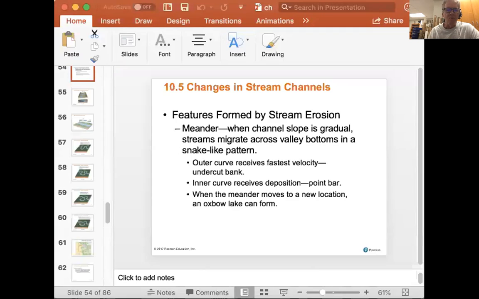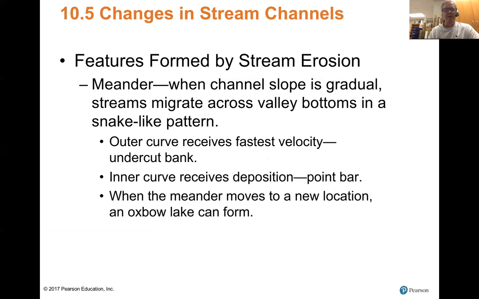Okay, so let's look at the different landforms that are formed by stream erosion. And again, these are all in your weekly module and the animations there. So make sure you check those out because they'll animate this and show you how the process works. And they're kind of fun to look at.